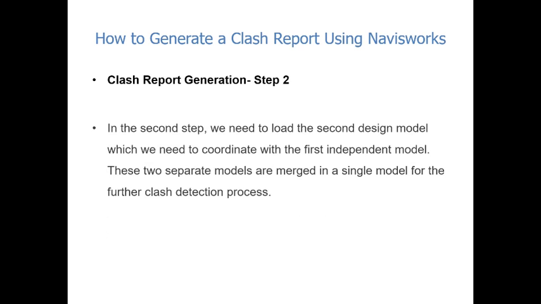So step two, in the second step, we need to load the second design model, which we need to coordinate with the first independent model. Let's say, for instance, if we had an architectural model, that would be the first independent. The second design model could be structure. So structure needs to be loaded along with architecture so that you federate them together.